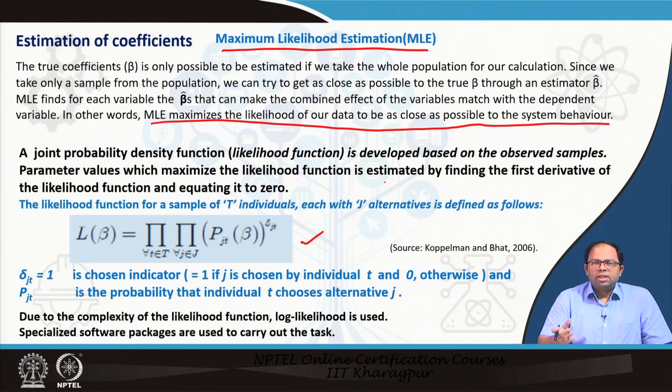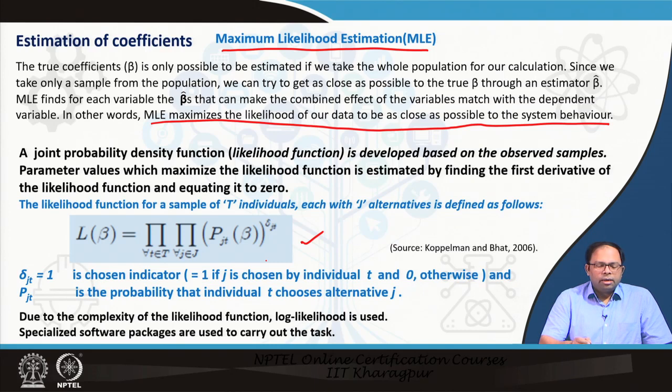Based on the actual values that have been chosen by the individuals, we develop this function, and the parameter values which maximize the likelihood function are estimated by finding the first derivative of the likelihood function and equating it to 0. For the values of beta which make it 0, that is the one that we choose. It is done through different iterations and simulations, and we change the values of beta in every iteration, and accordingly the one where the highest value is shown is chosen for that particular parameter.